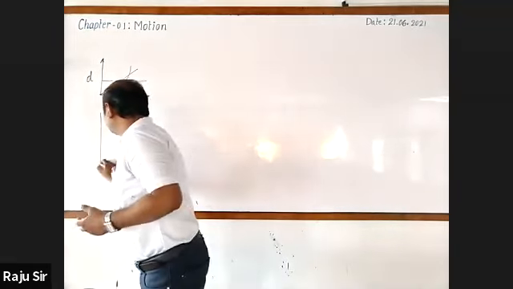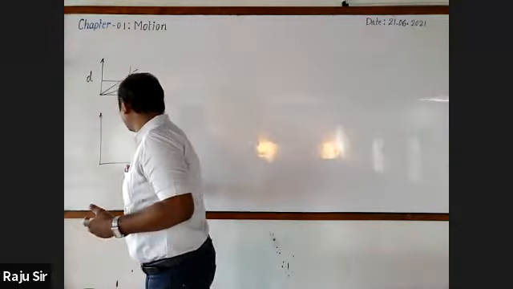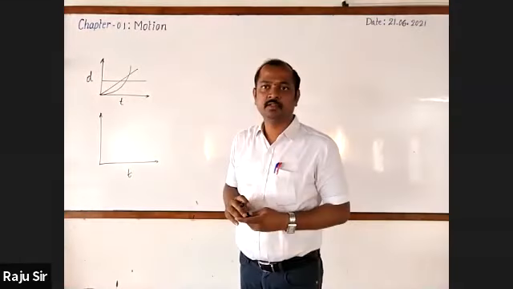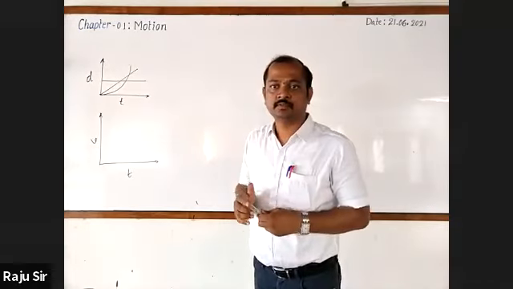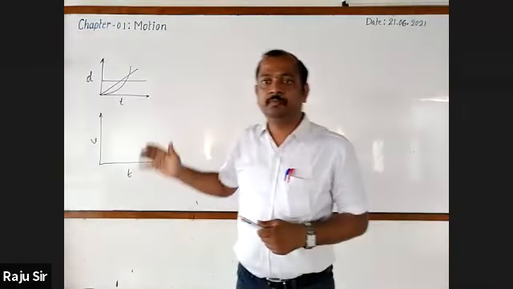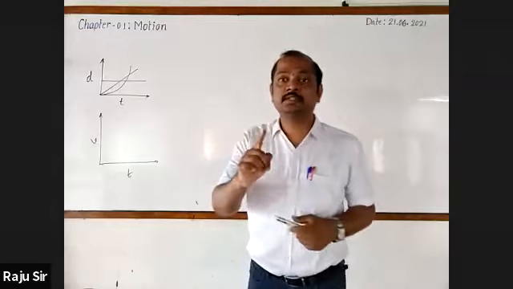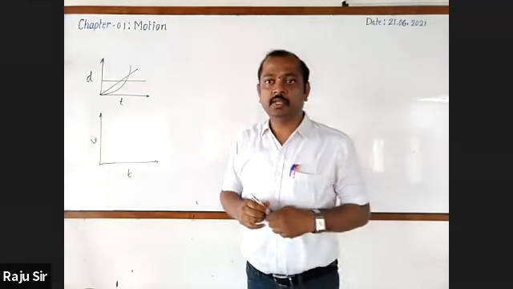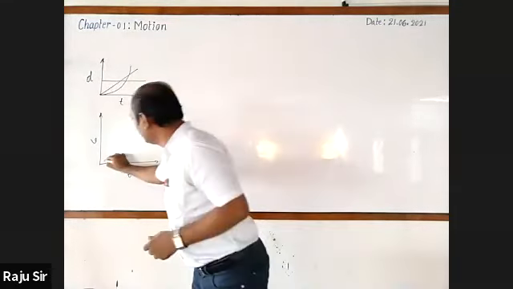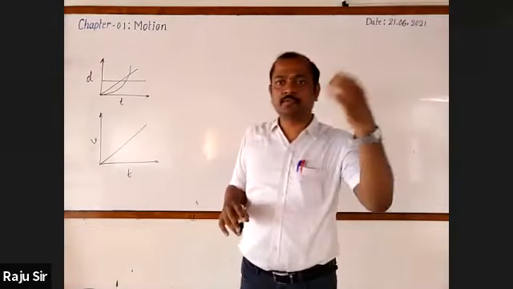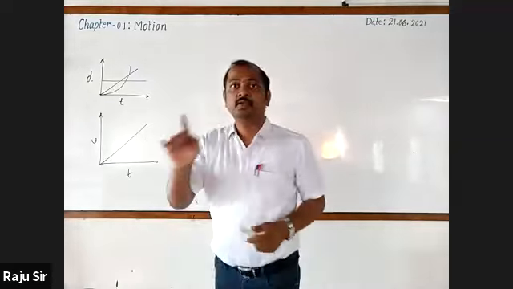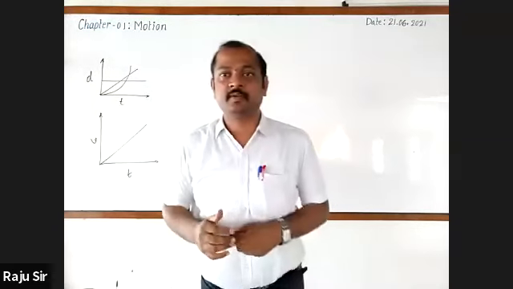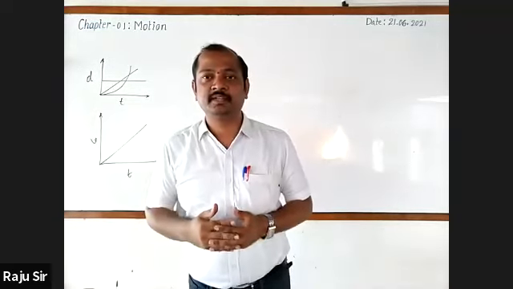And the graph in which time is taken along the x-axis and velocity is taken along the y-axis, we can call it the velocity time graph. In this, if I draw a straight line, just for recalling, what does it represent? It represents uniform acceleration.